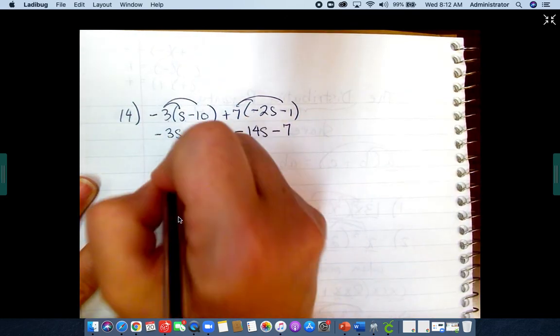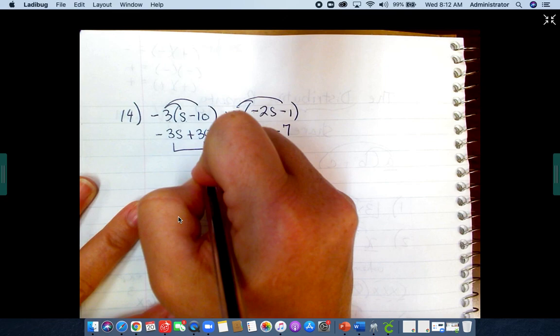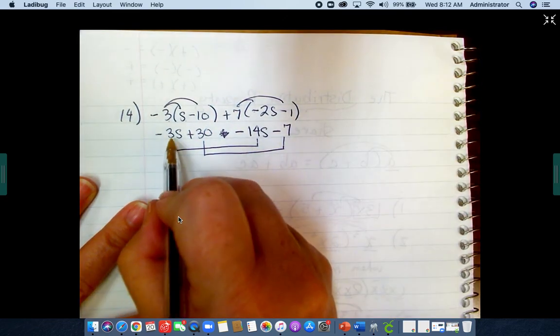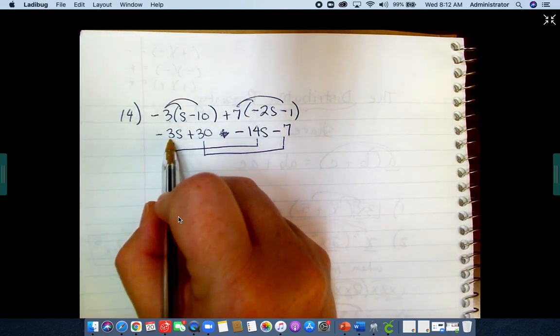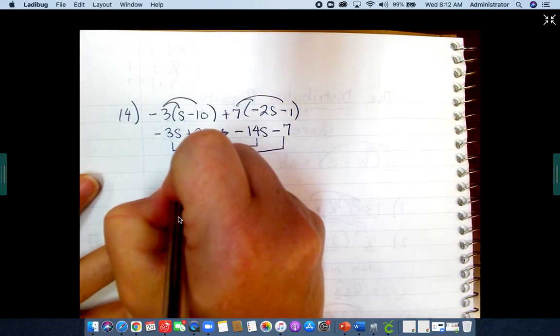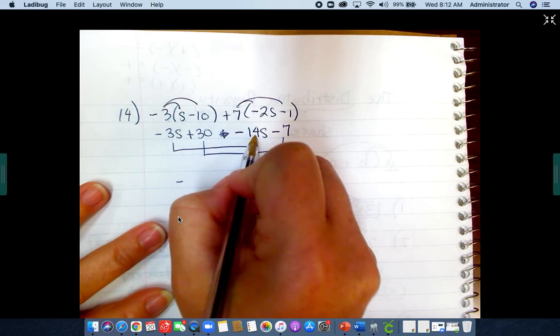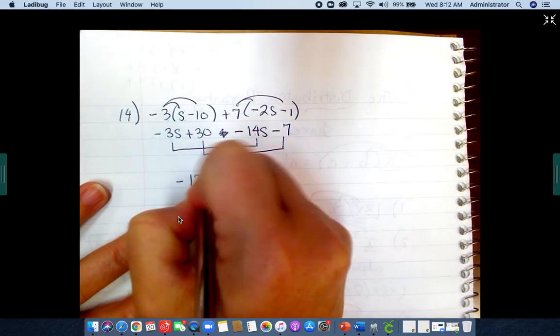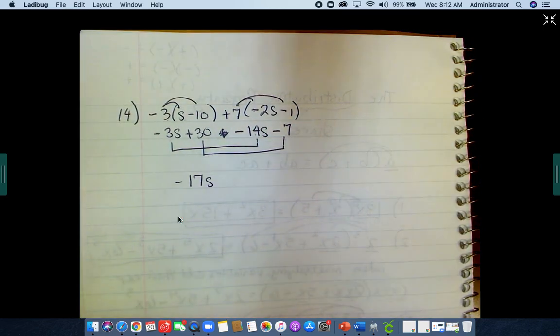Then I'm going to identify any like terms like we did in yesterday's lesson. Remembering that if we are combining two negative numbers, we really just add and keep the sign. So that's negative 14 and 3 makes 17. But we can certainly use our calculator, so let me show you that as well.